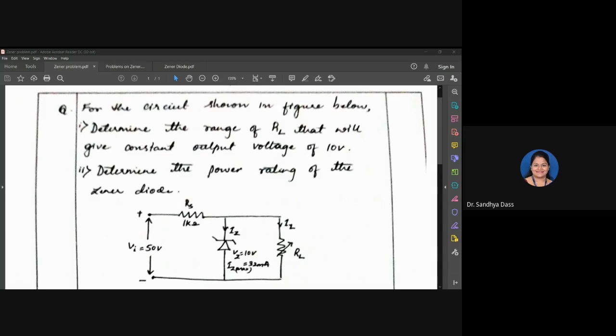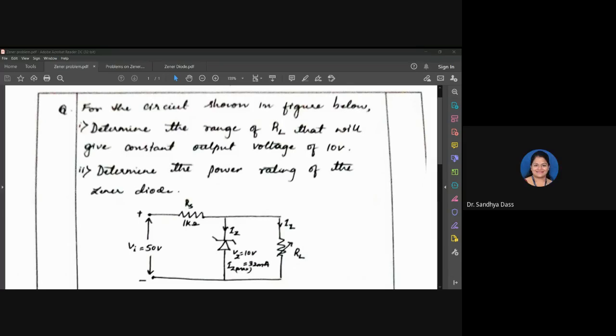Okay, how to calculate IL? IZ is given and I can be found out. I can be found out by? Yeah, tell me, Sean. RS and VI. RS and VI is given. We can find I.